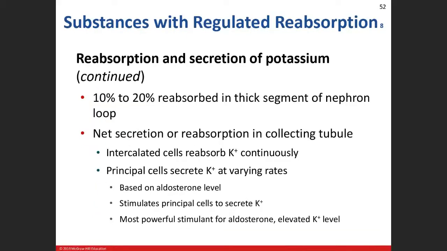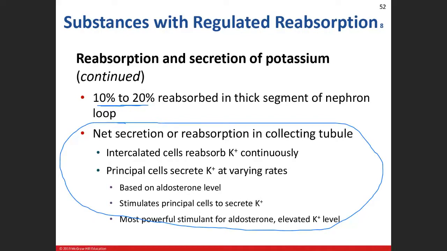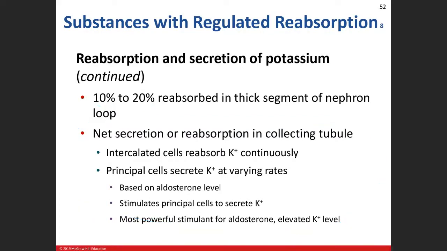All right. We'll also see it get resorbed in the thick segment of the nephron. But here's the important one, this last portion right here. This is the important part, because that's usually where we're going to see the regulation occur. So we're going to go all the way to the end part where the collecting tubule is. And we're going to deal with these two cells, intercalated cells and principal cells.